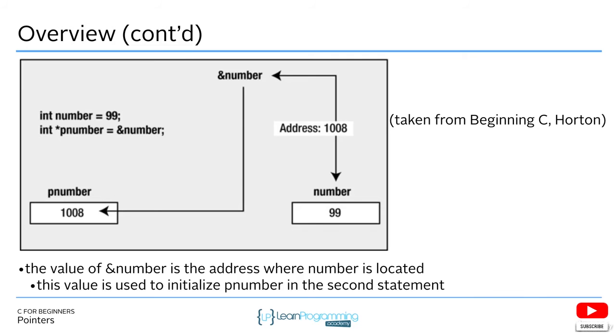And how this is actually laid out in memory is you have a variable named number, and number has a value of 99. Number also has an address in memory. That address in memory is the value of the pointer. So p number is a pointer that's pointing to address 1008. 1008 has a value of 99. It contains the variable number as well.